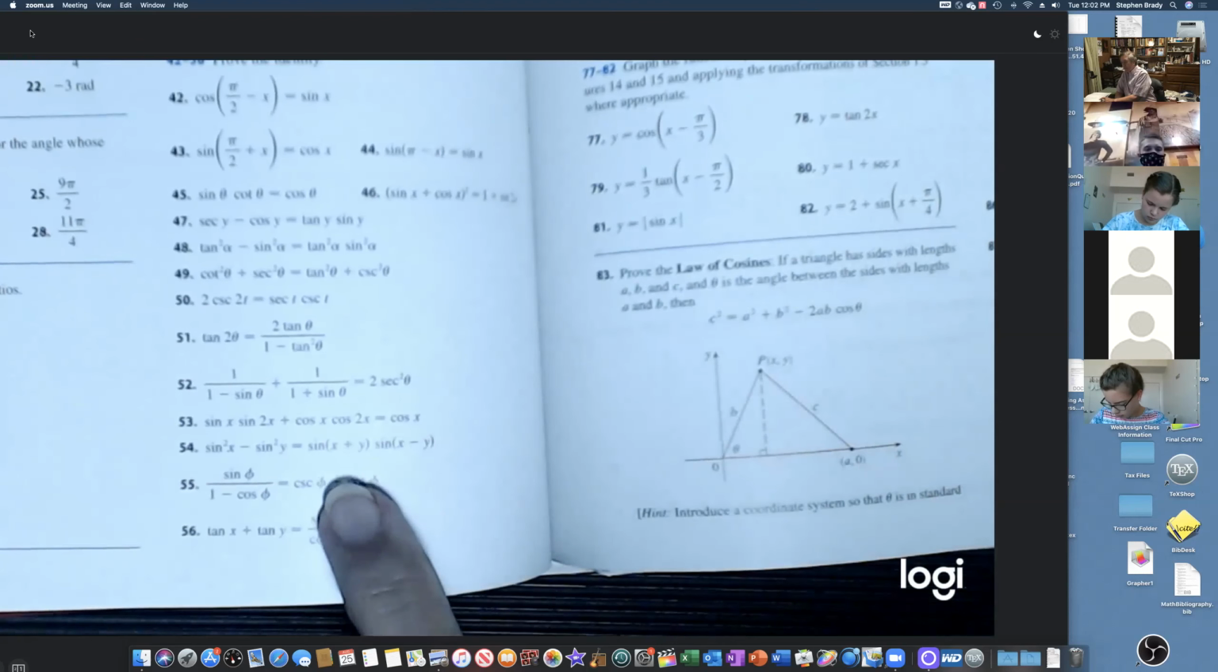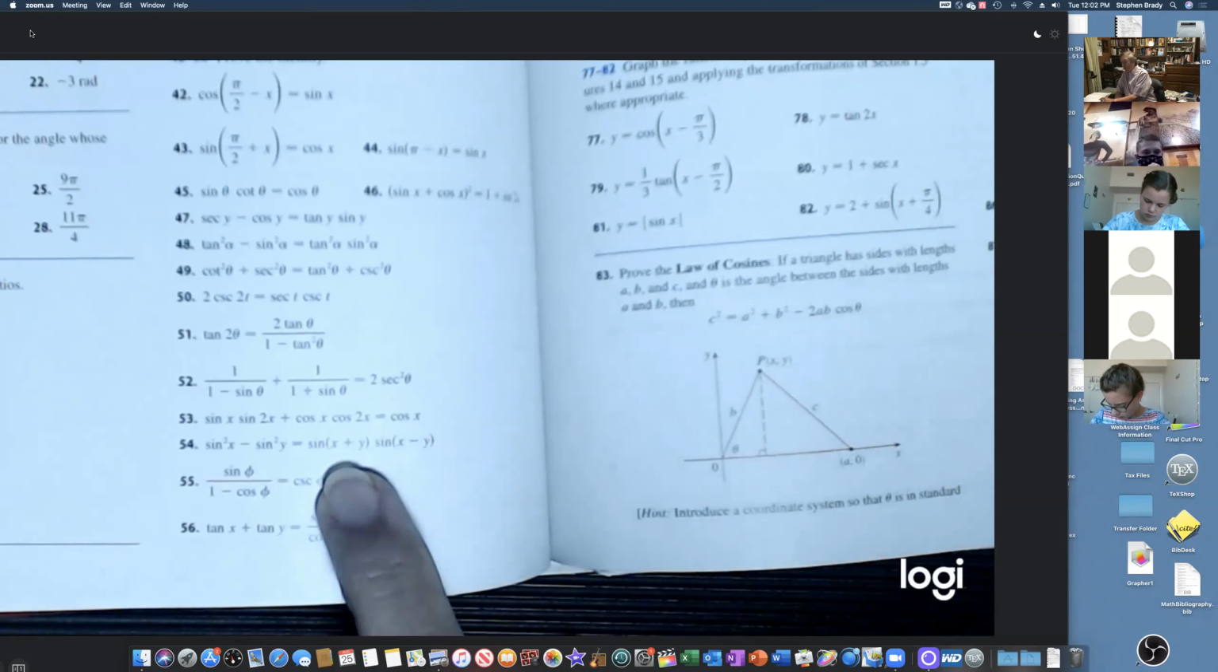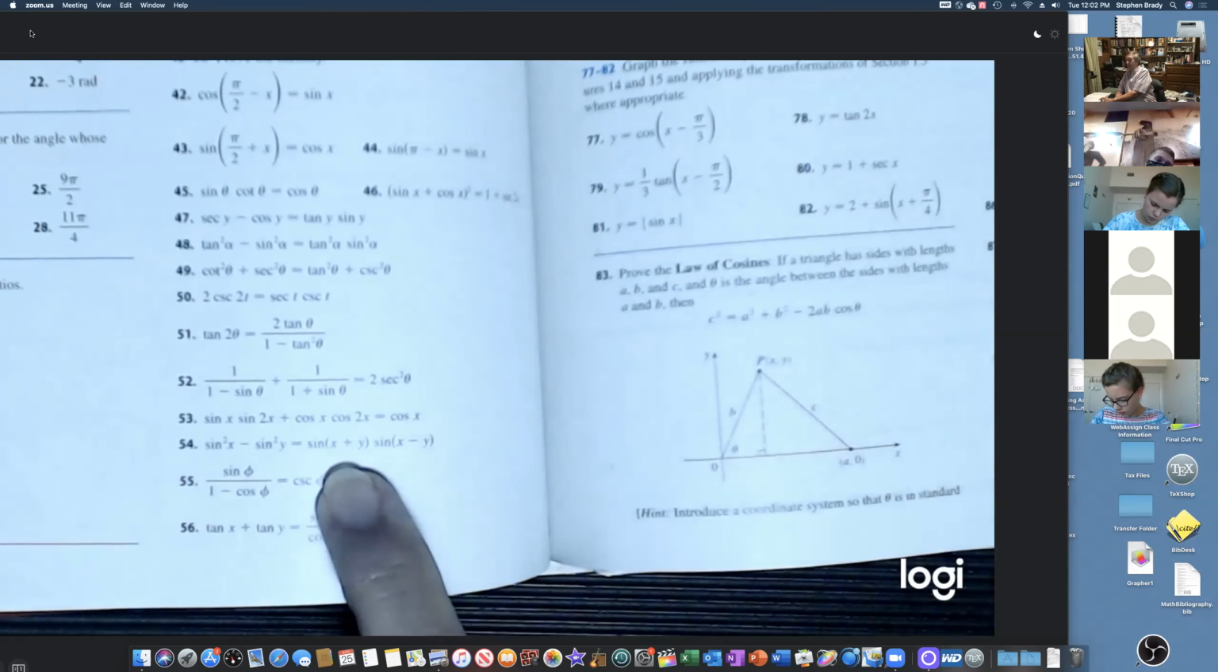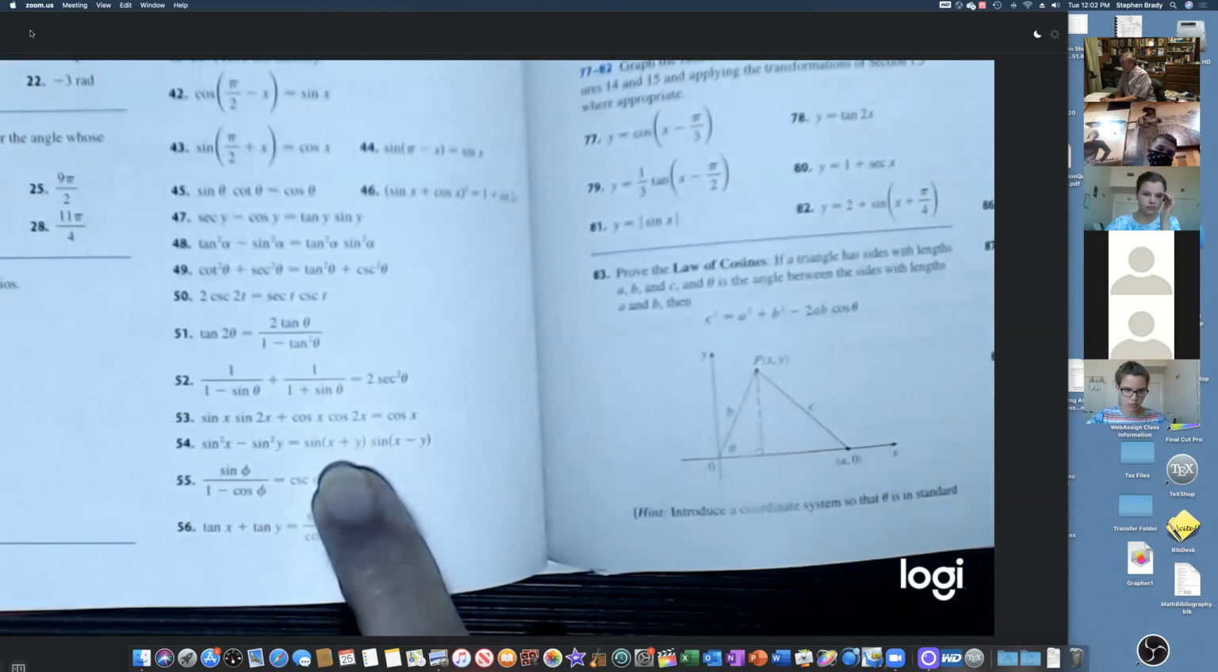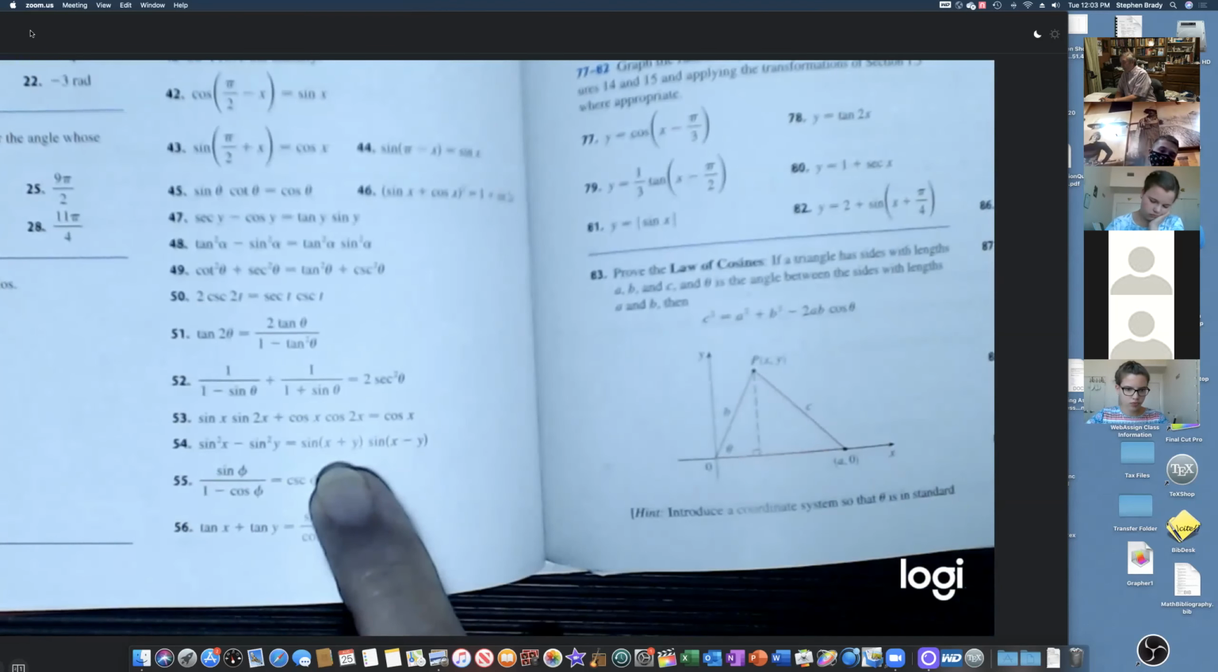Well, because this is complicated and above, I'd work with the right one first. Now, think about it a little bit. What's the difference between sine of x plus y and sine of x minus y? They're alike, but one of them has a plus and the other one has a minus. If I add the two of them together, this plus minus part is going to drop out. So what am I going to end up with?